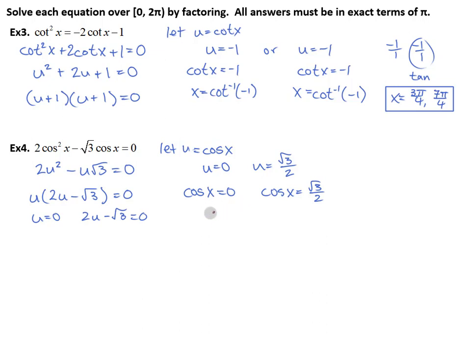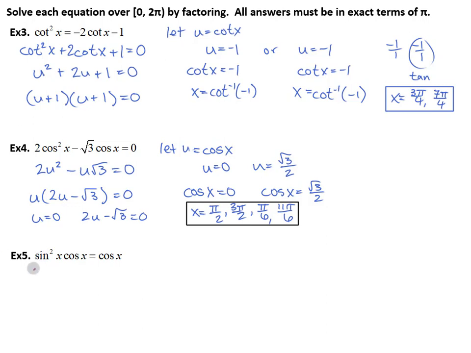Where is cosine of x equal to 0? Well, that occurs at pi over 2 and 3 pi over 2. And then where is cosine positive root 3 over 2? Well, cosine is positive on the right side of our unit circle. And root 3 over 2 corresponds to the pi over 6 denominator. So in the first quadrant, pi over 6. And in the fourth quadrant, 11 pi over 6. So these are the four values we end up getting for our solution.